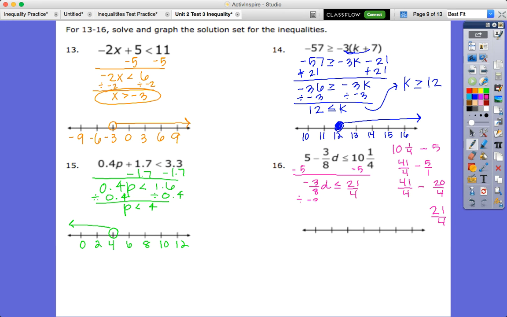Now I've got to divide both sides by -3/8. So I have 21/4 divided by -3/8. I keep, change, flip. 21 times -8 is 168. 4 times 3 is 12. When I say 168 divided by 12, I get 14. I have to flip the sign because I divided by a negative, so d is greater than or equal to 12.